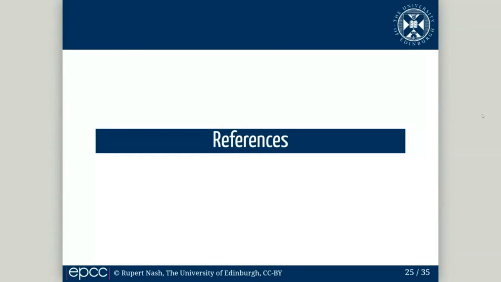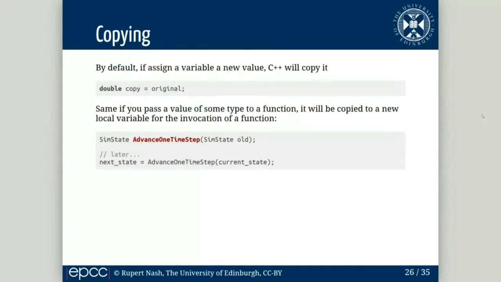So as mentioned, we'll touch on references now, and we'll have a chat about references. C++ is actually really rather nice in many ways. When we assign a variable a new value, it'll copy it. So in this example here, double copy equals original, the copy variable gets a double value from the original.